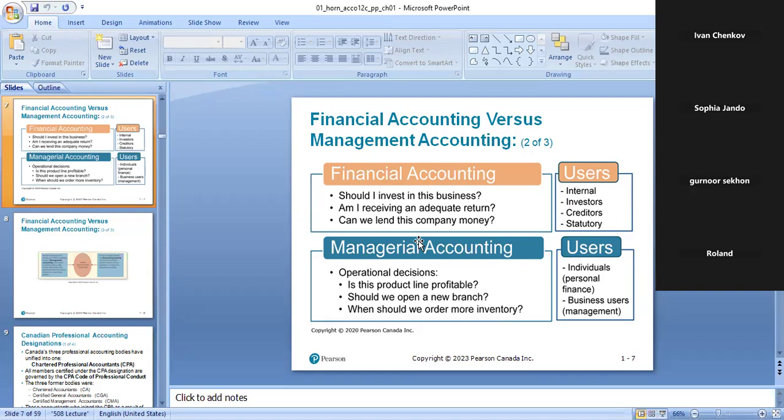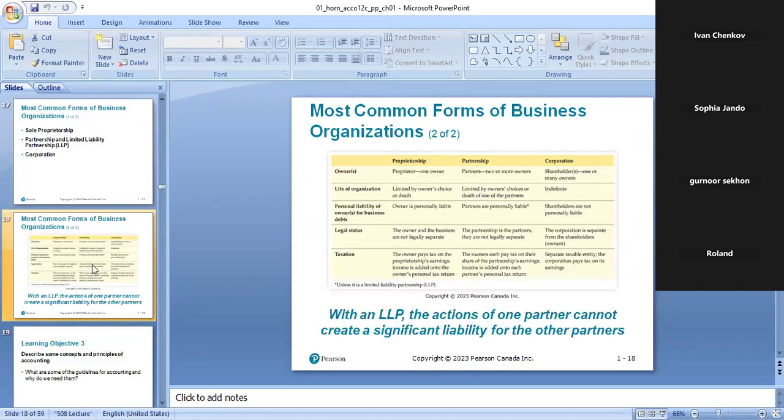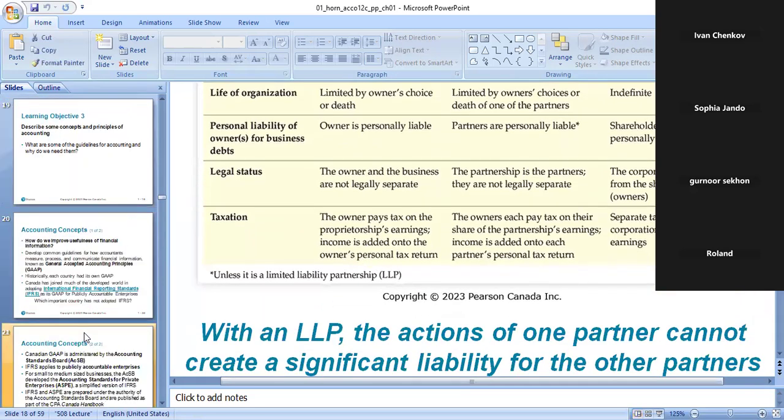So now, once we saw that, we came to the business organizations, and we saw that there are 3 forms of business organization. One was the proprietorship, when we have one owner. The other one is the partnership, when we have 2 owners. And the last one is the corporation. We can have 1, 2, 3, or many owners. The main difference is that in proprietorships and partnerships, there's no separation between the owner and the company. The corporation is a separate legal entity. The corporation itself is a separate legal entity.